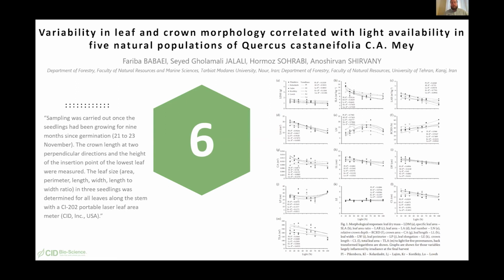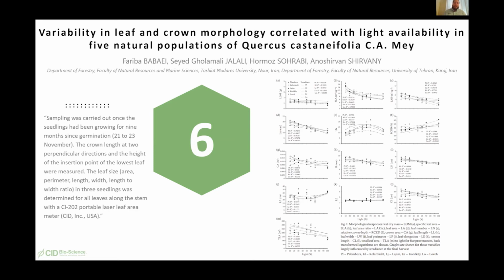It was a really good, solid study, with very good design and very good data transparency and collection process. They utilized the CI202 portable leaf area meter, and they looked at the leaf size, so the area, perimeter, length, width, and then the length to width ratio. We call it the aspect ratio when it's the length to the maximum width. And then they looked at how that changes with varying amounts of light availability.